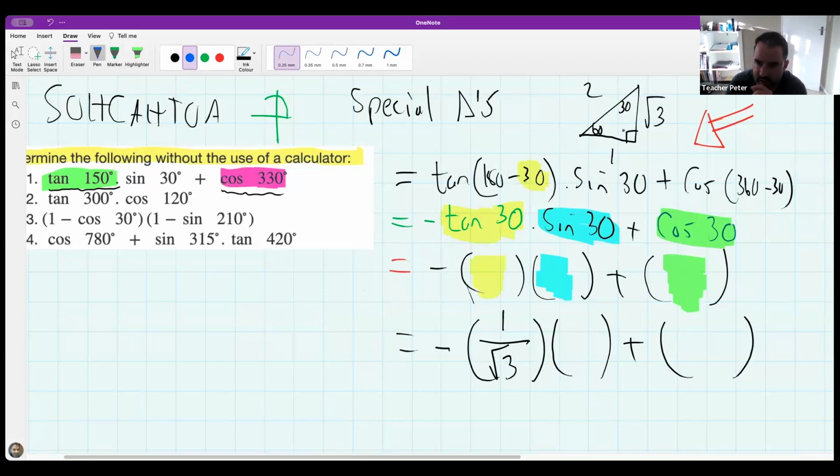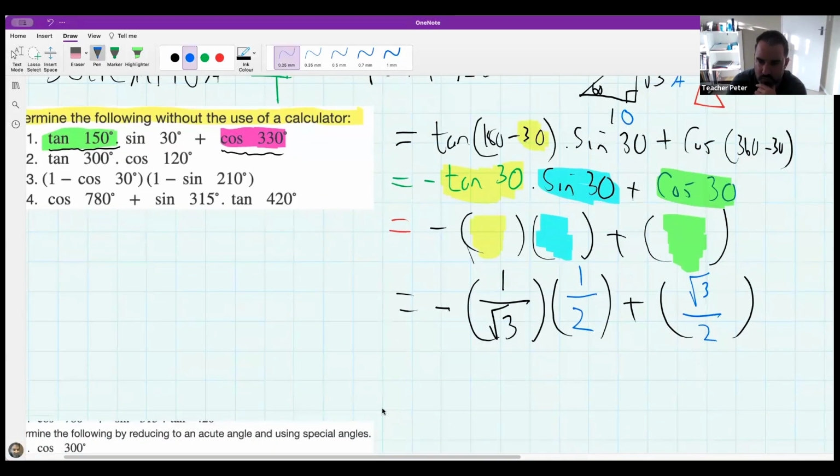Now what's the other? Sine of 30 is 1 over 2, because opposite over hypotenuse. Cos of 30 is going to be, so now be careful, that's going to be O, that's going to be A, that's going to be H. That means that cos of 30 is root 3 over 2. Does everyone get that?